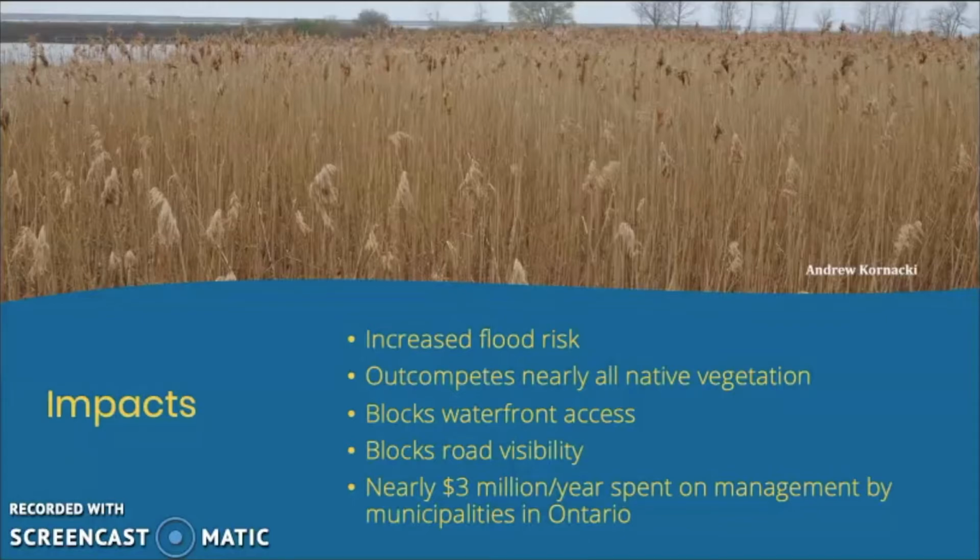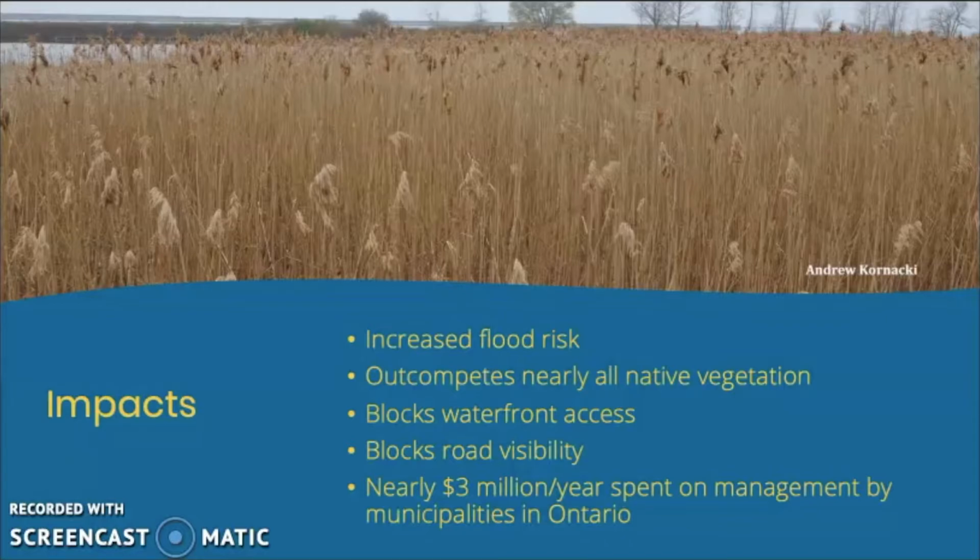Invasive Phragmites can also have a direct impact on humans. It can grow so densely and tall that it actually completely blocks waterfront access, impeding humans' ability to enjoy their lakefront property or what have you. It can also pose a significant threat to human health as it grows so tall, again, about 5 meters. It can block road visibility, posing some significant dangers there.